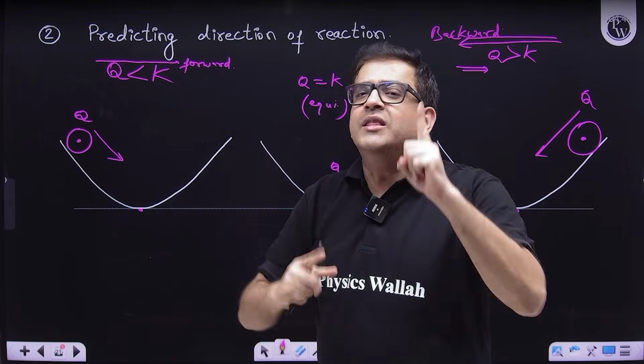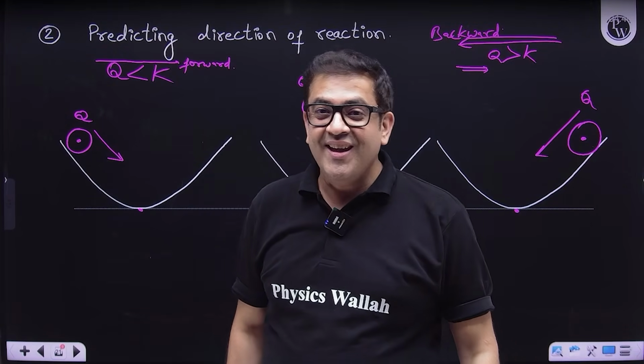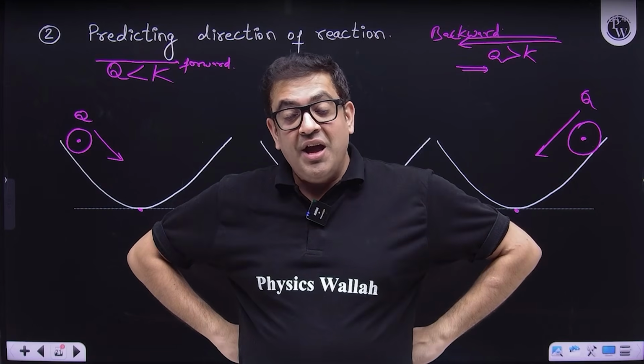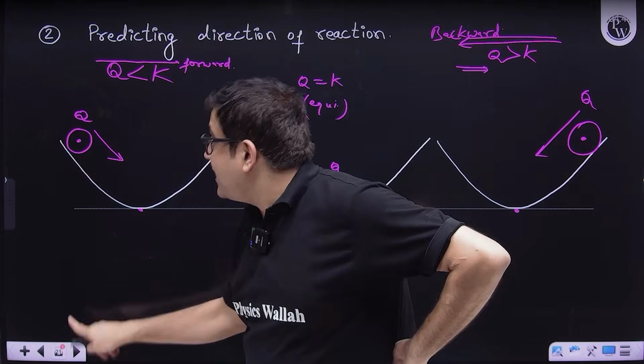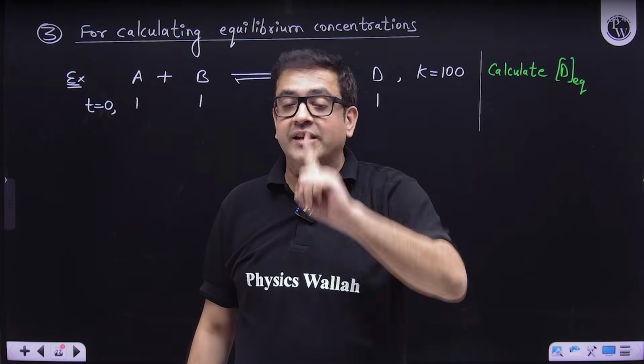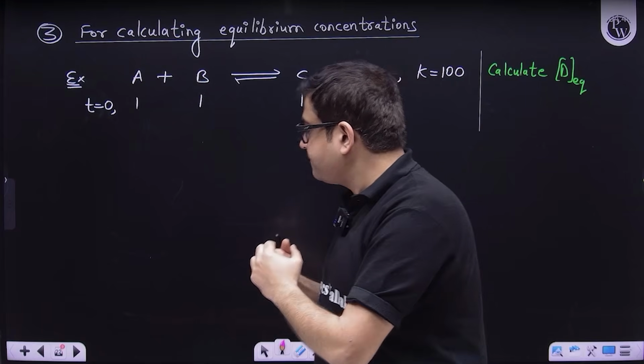I'm mixing one thing with this. So what is the first application of the value of K? Sir, the value of K helps us predict the direction by comparing it with Q. The second application is for calculating the equilibrium concentration. I'm coupling both these things with an example.